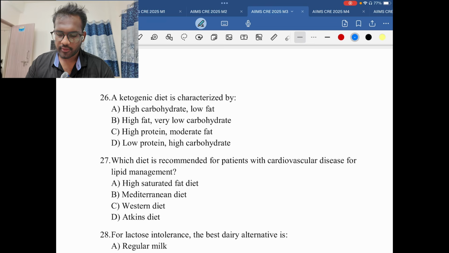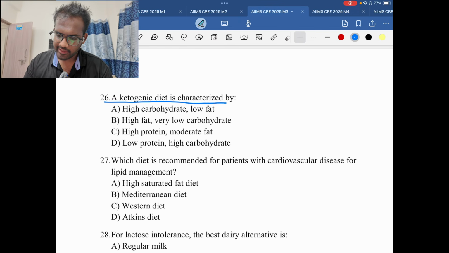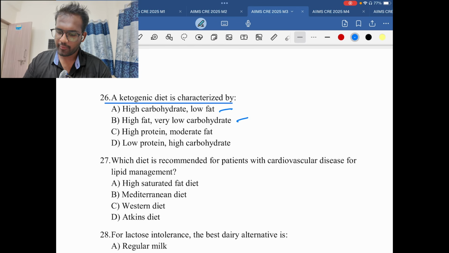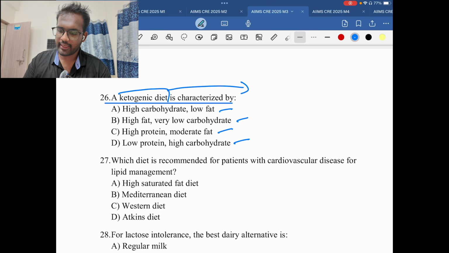Question number 26. A ketogenic diet is characterized by: high carbohydrate, low fat; high fat, very low carbohydrate; high protein, moderate fat; low protein, high carbohydrate. Always remember, when there is a term called ketogenic diet, it is a high fat diet and low carbohydrate diet.